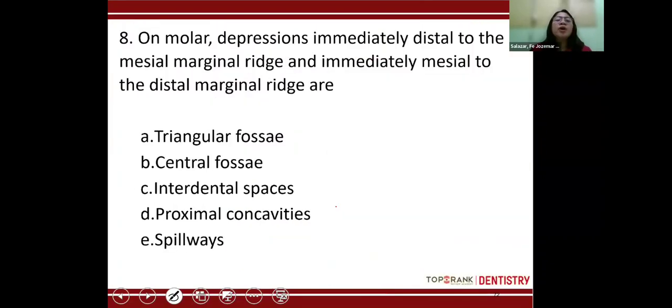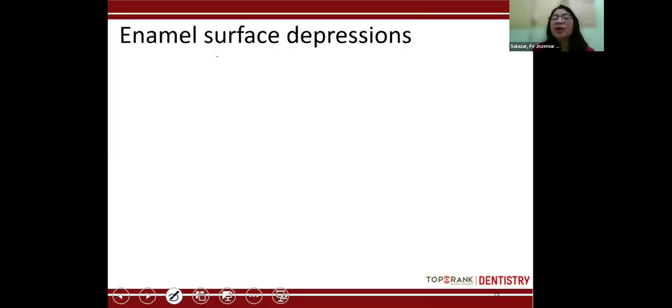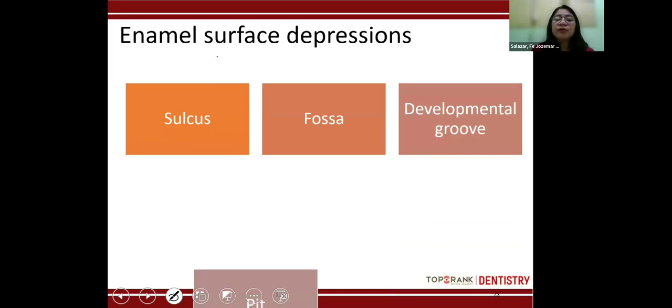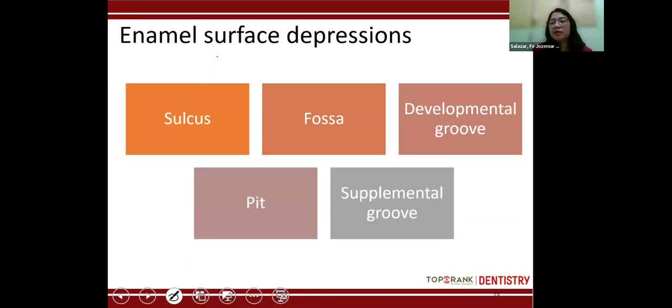Now, number 8. On molar, depressions immediately distal to the mesial marginal ridge and immediately mesial to the distal marginal ridge are triangular fossa, central fossa, interdental spaces, proximal concavities or spillways. So depressions naman, kanina elevations, di ba? Okay, so let's now discuss your depressions. This will include sulcus, fossa, developmental groove, pits, and supplemental grooves.